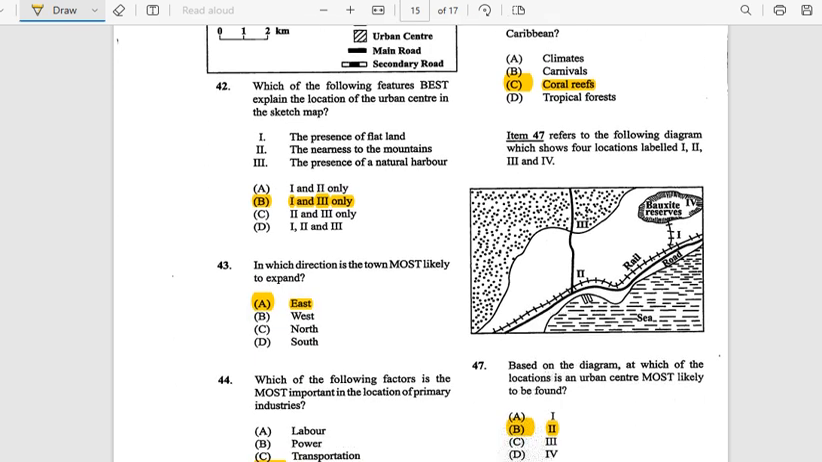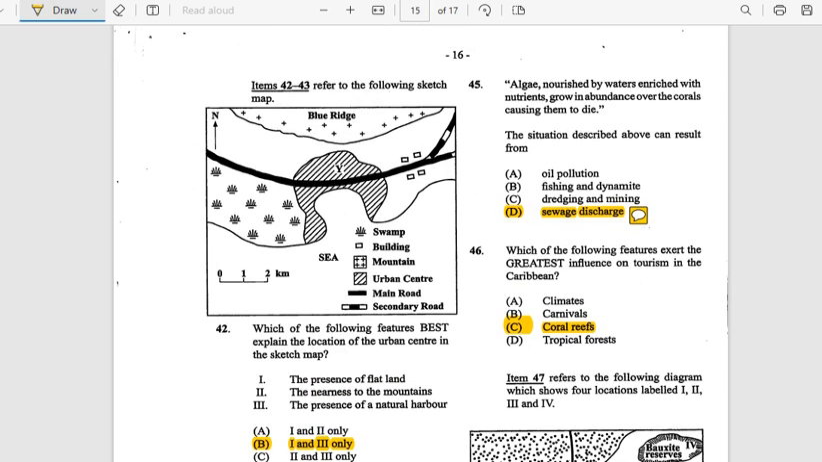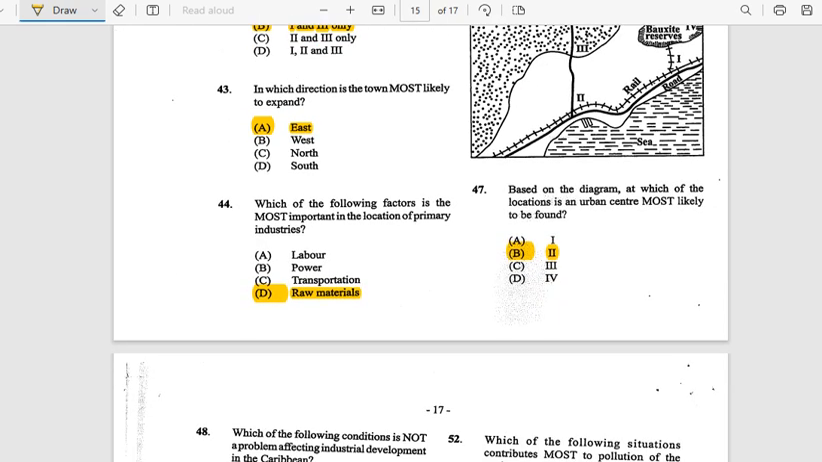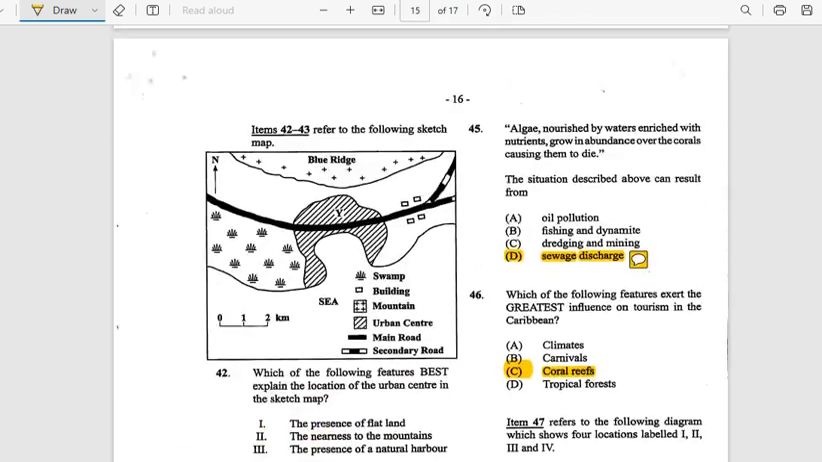Alright, number 43. In which direction is the town most likely to expand? And let me see. It would be across the east. Alright? Across the east, guys. Just jumping really fast to the answer. Alright, number 44. Which of the following factors is most important in the location of primary industry? And it has to do with raw materials.